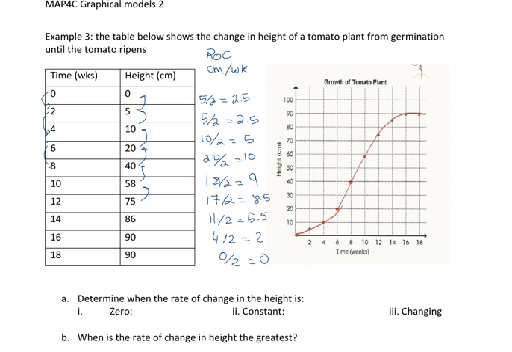So the question is asking, determine when the rate of change in the height is 0. So when is the rate of change in the height 0? Between what weeks? Between week 16 and 18, right? So I'm comparing this and this. So between week 16 and 18, that's when I have no change in the height of the plant.